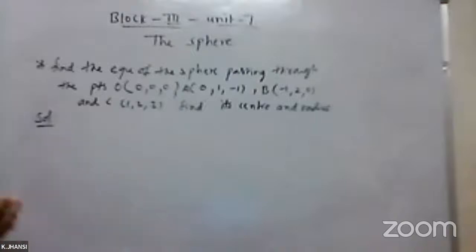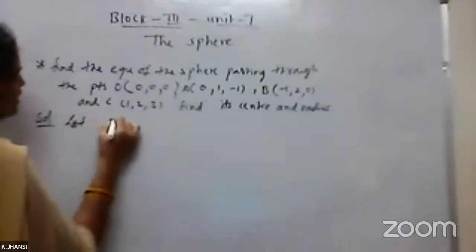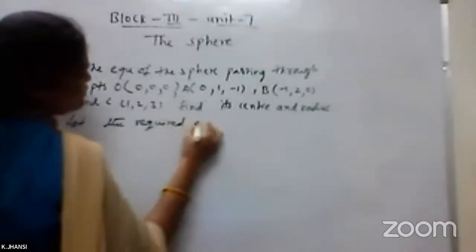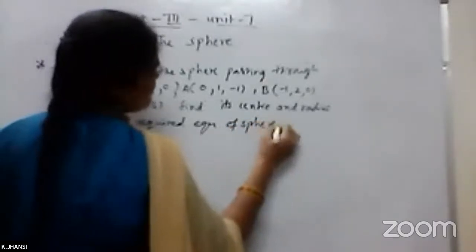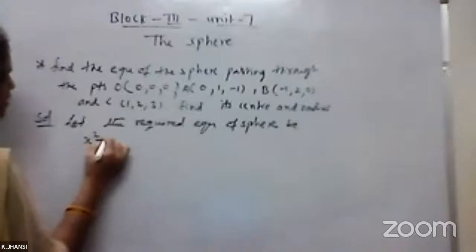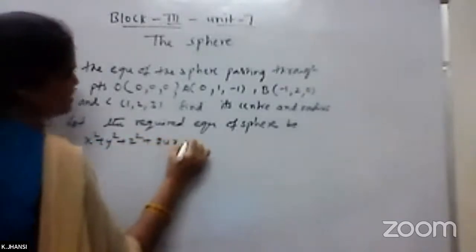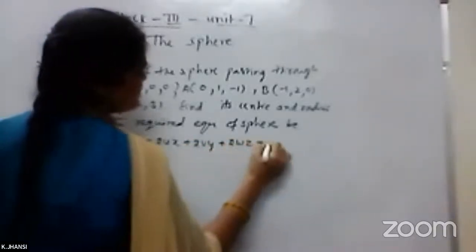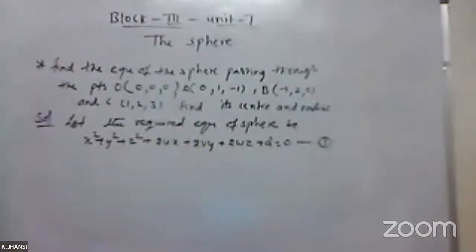First you write, let the required equation of the sphere be. So what is the equation of the sphere? It is x square plus y square plus z square plus 2ux plus 2vy plus 2wz plus d equals to 0. You put it as equation 1.